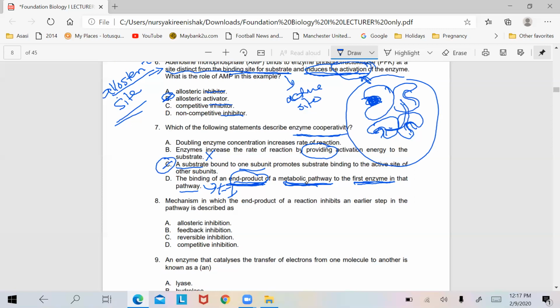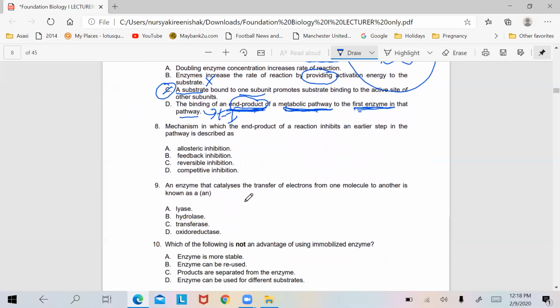Once the end product concentration in the cell is reduced, the end product that binds to the allosteric site will detach from it and cause the enzyme to change back to its original shape, and the enzyme can catalyze the whole chemical reaction again to produce the product at the end. So that is feedback inhibition. The end product becomes the inhibitor for the first enzyme of the pathway. And then for question number 8, it says the mechanism in which the end product of a reaction inhibits an earlier step in the pathway is described as feedback inhibition.